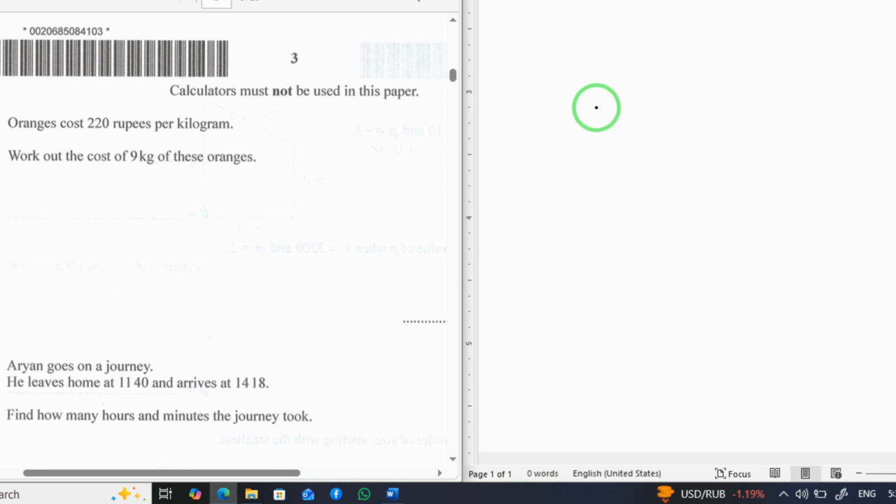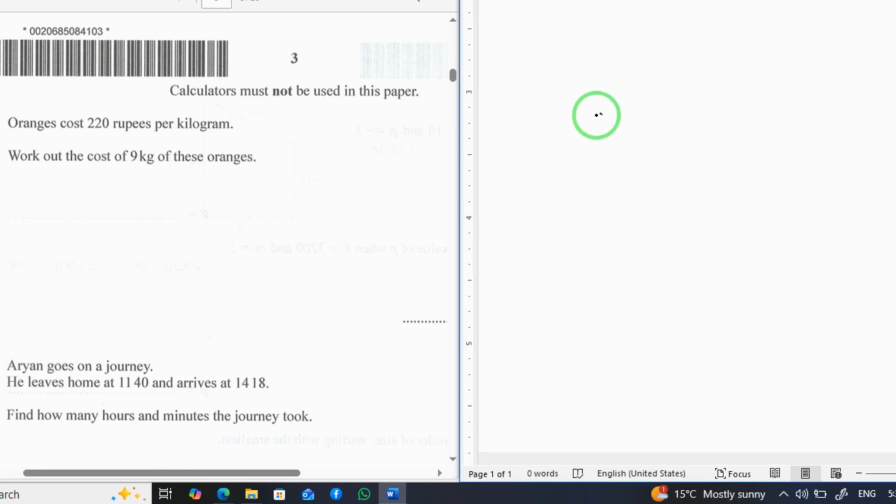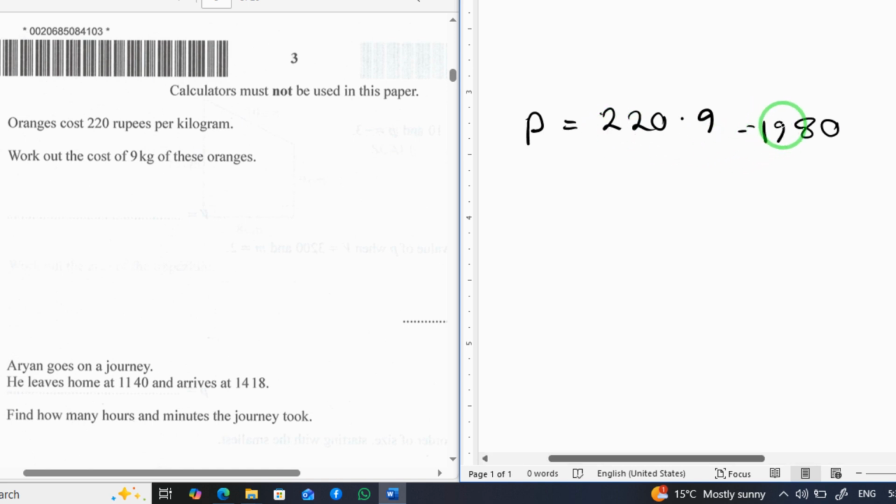Let's solve that one. Here, 1 kilo is 220 rupees. So to work out the cost of 9 kilograms, we multiply by 9. So this is the price of these oranges: 9 times 220 is 1980 rupees. This is the answer.